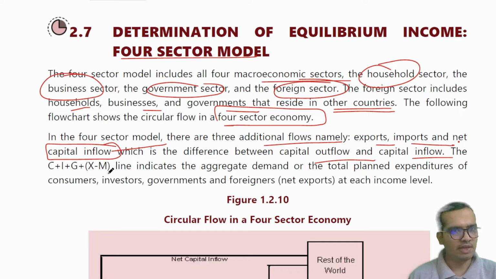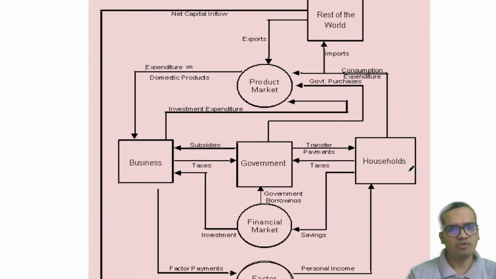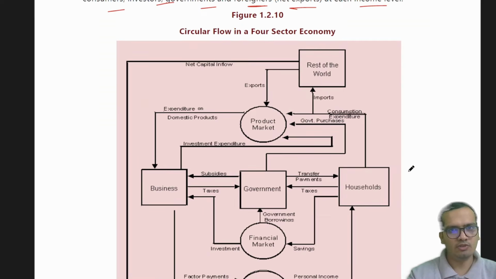The C plus I plus G plus X minus M line indicates the aggregate demand, or the total planned expenditure of consumers, investors, government, and foreigners, that is net exports, at each income level. So here is a diagram for the 4 sector part. I will just reduce the size.